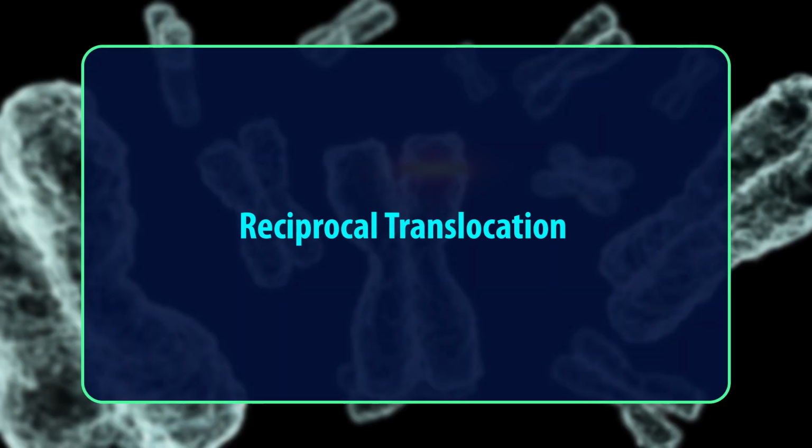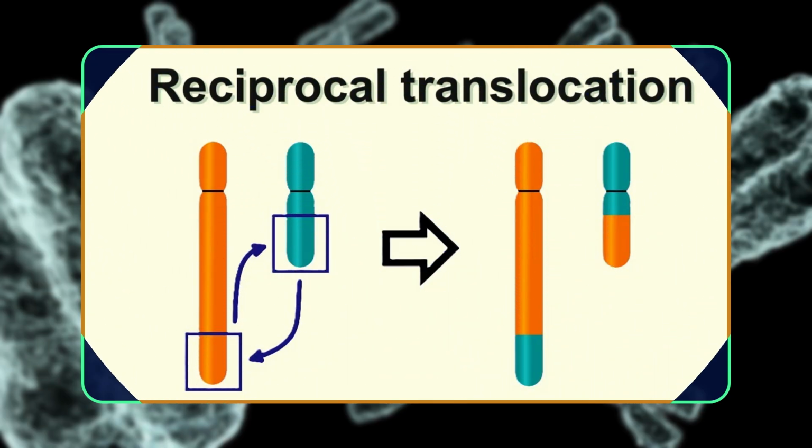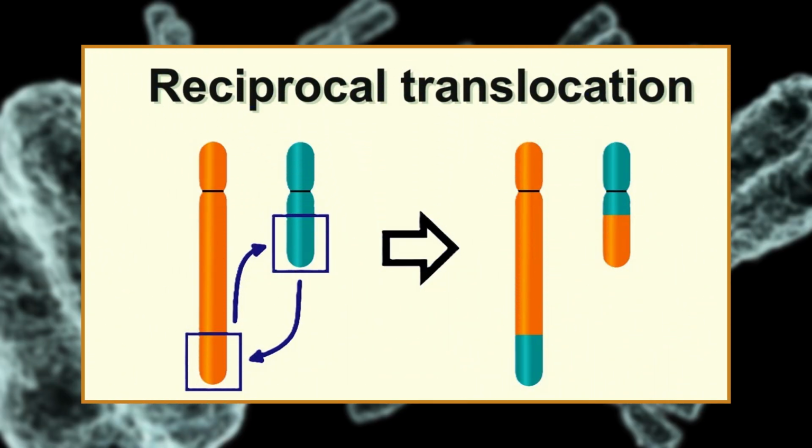Third one is reciprocal translocation. Segments from two homologous or non-homologous chromosomes are exchanged. This is called illegitimate crossing over and is often balanced, meaning no genetic material is lost or gained.